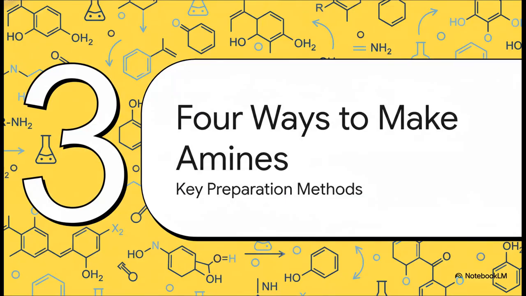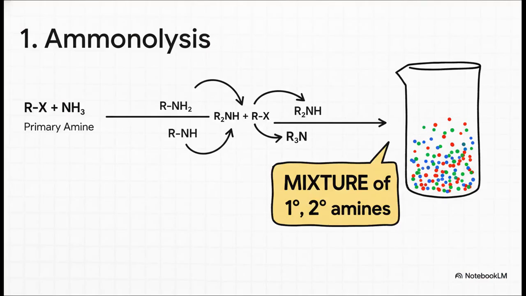Now pay close attention here, because this section is an absolute goldmine for exam questions. We're going to walk through the 4 most important ways you can actually make amines. First up, we have ammonolysis. The idea is simple. You have ammonia attack an alkyl halide.